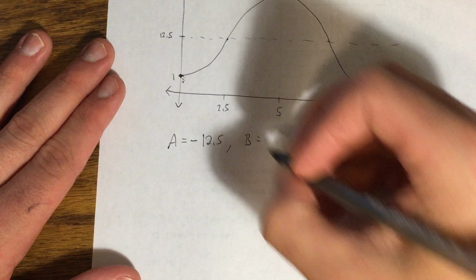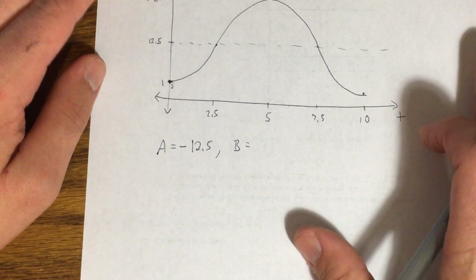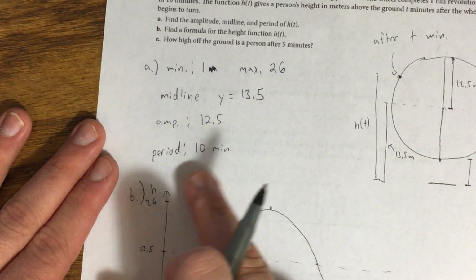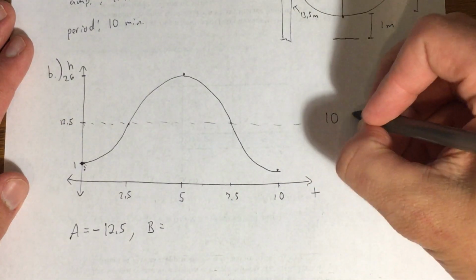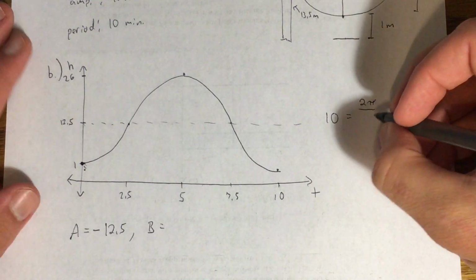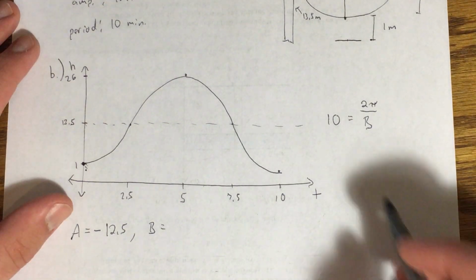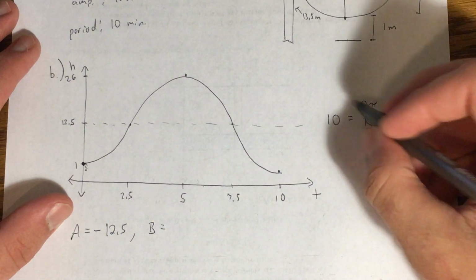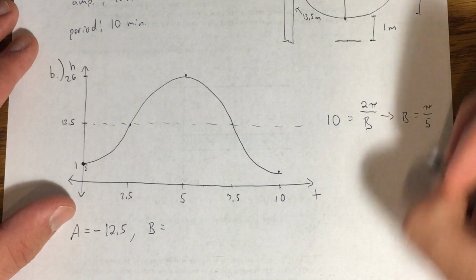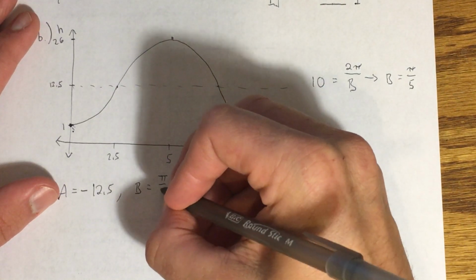What about b? How do we find b? B corresponds to our period in a specific way. We found our period to be 10 minutes. Our period is equal to 2 pi over the absolute value of b. I'm going to specifically choose b to be a positive number so that the absolute value is not going to matter. Can I solve this for b? Yeah, do some cross multiplication. B is going to equal pi over 5. I'm going to let you do the algebra to solve that. It's fairly straightforward.